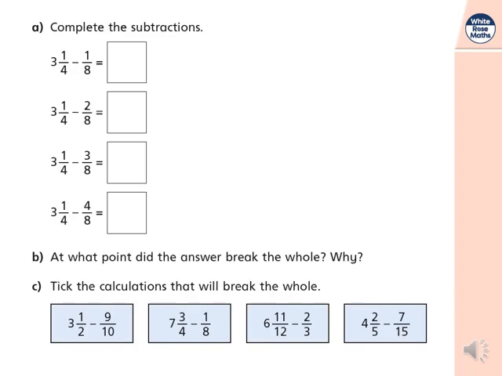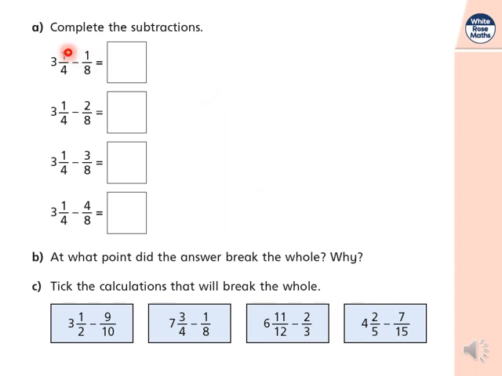Have a go at this question here now. So there is A, B and C. Part A, complete the subtractions. That's the first thing you need to do. Then part B, it asks you at what point did the answer break the whole.